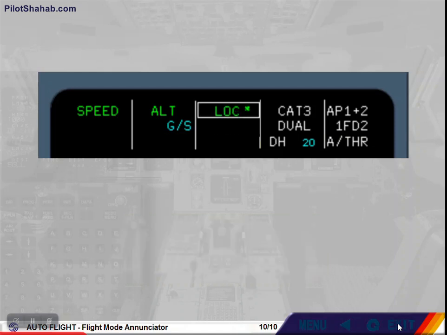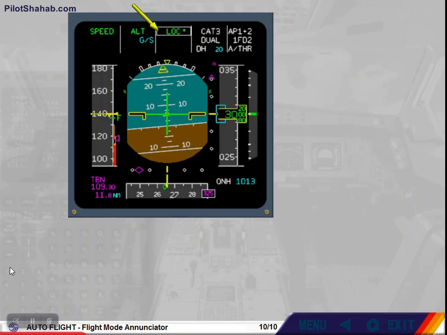When any mode changes on the FMA, it is boxed for a few seconds to draw the pilot's attention to this new status. In our example, the aircraft is intercepting the localizer. The star after the LOC indication means that the aircraft is in the capture phase. Once established on the localizer, the indication becomes LOC. Notice that the glide slope is still armed. We will be learning more and more about the FMA in the following modules, as we are constantly using it during all autoflight operations.